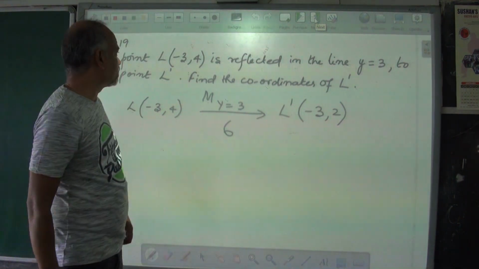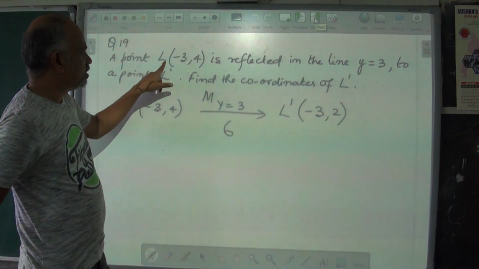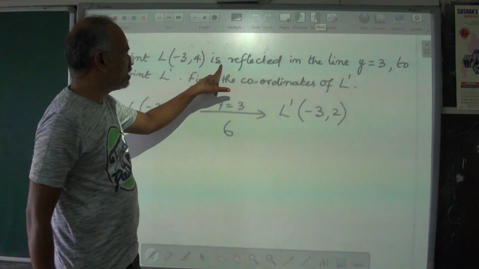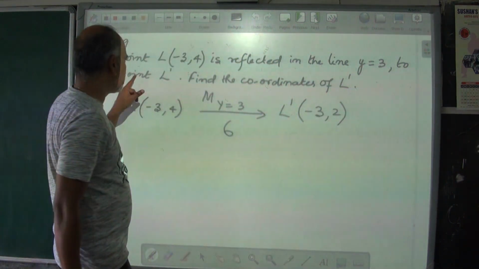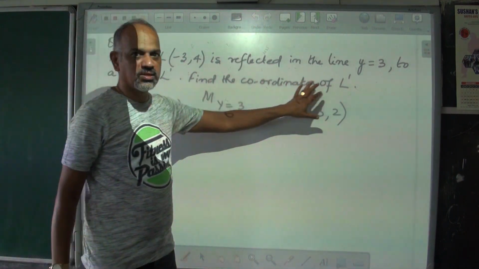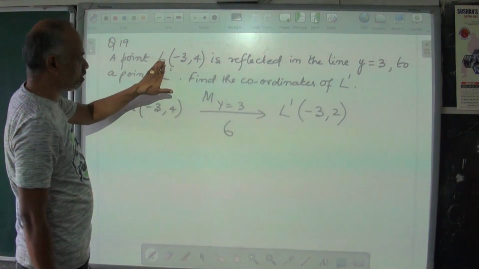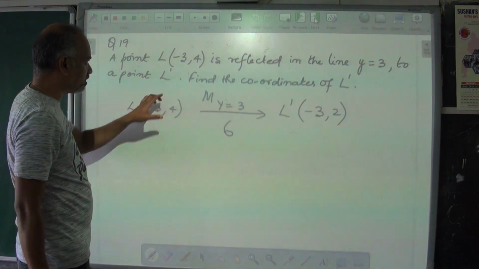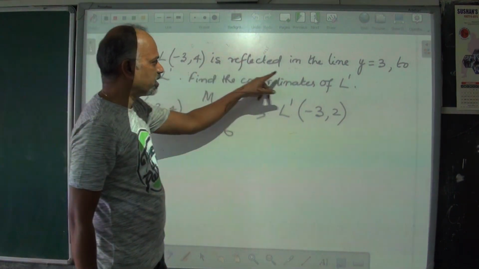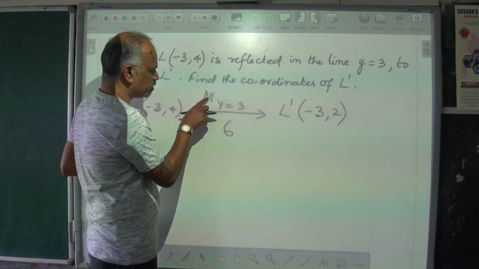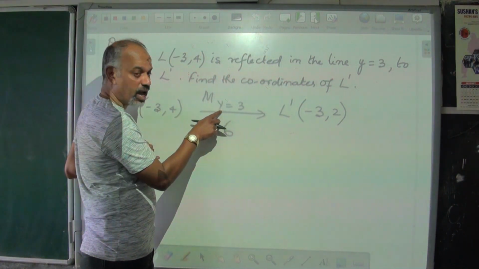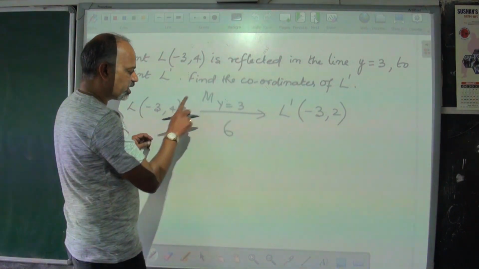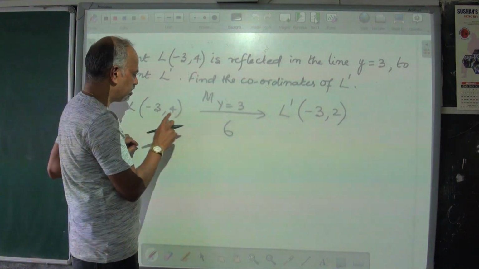Next, question number 19. A point L whose coordinates are -3, 4 is reflected in the line y is equal to 3, to a point L dash. Find the coordinates of L dash. You are starting with point L. L's coordinates are -3, 4. It is reflected in the line y is equal to 3, which means the mirror is y is equal to 3. Because it is reflected in y is equal to something, the y coordinate's sign value should change, not x.